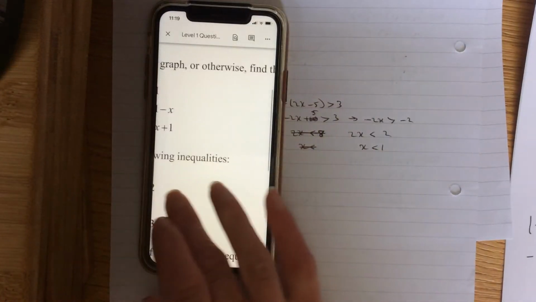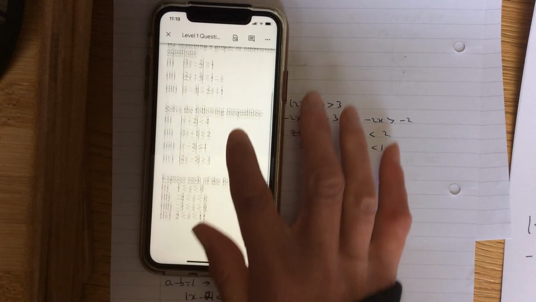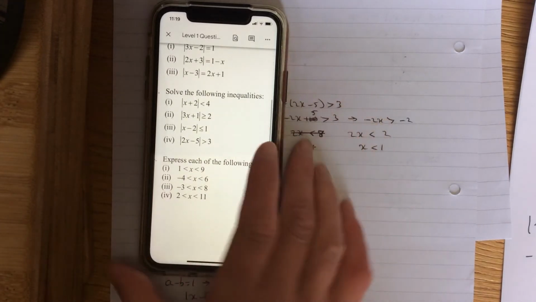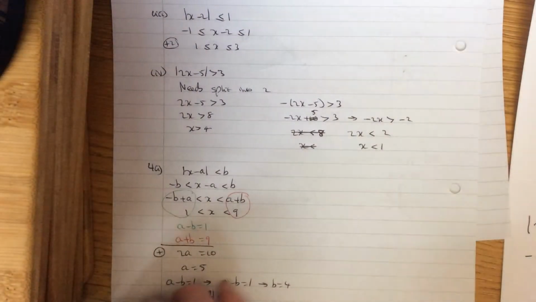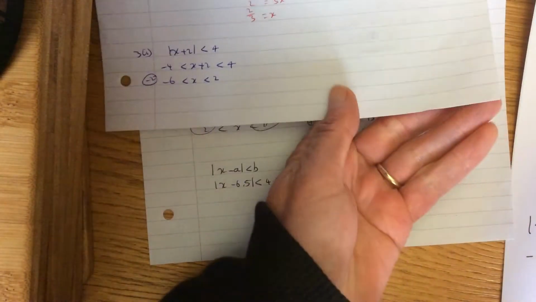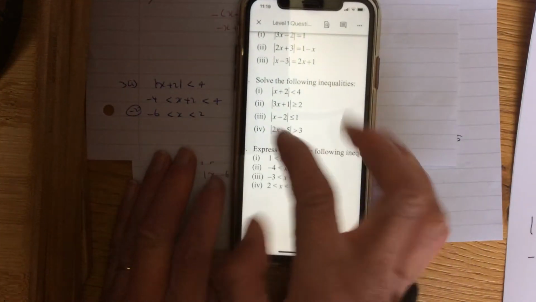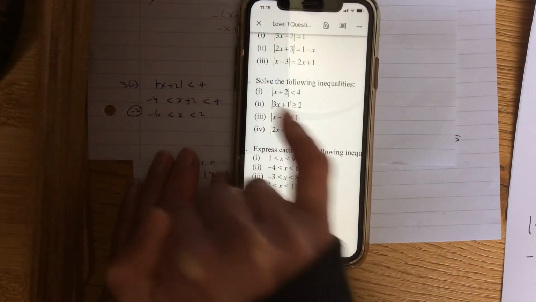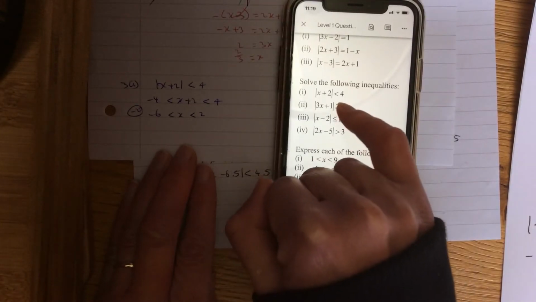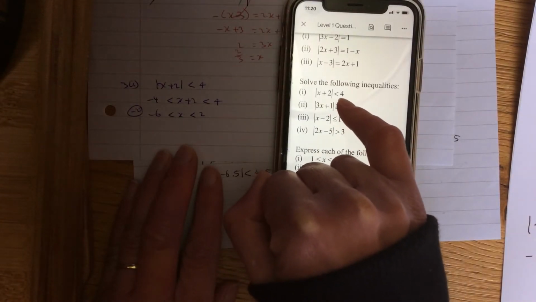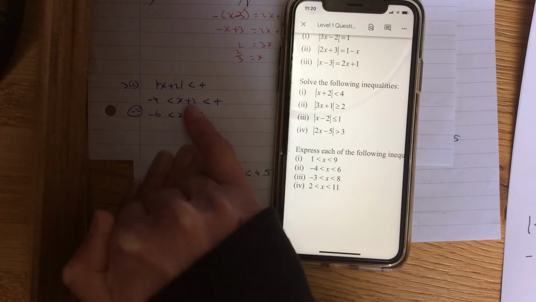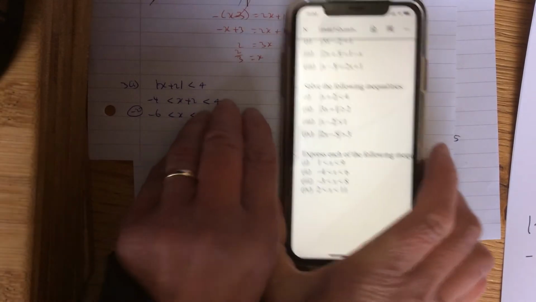Now, the next one. Part 1, sorry, is over the page there. Yes, at the bottom of the page, I missed that. So part 1, draw the graph. Sorry, I don't need to draw the graph in this case because basically it's just between 4 and minus 4. Take 2 off, and that's that one. So go over the page now.